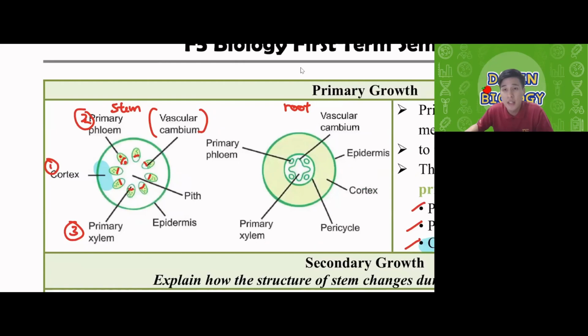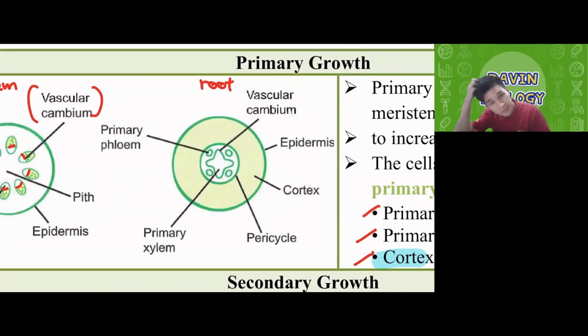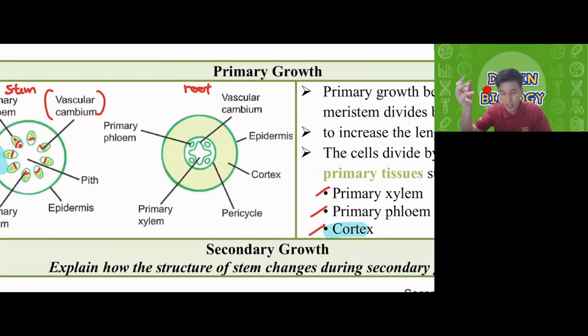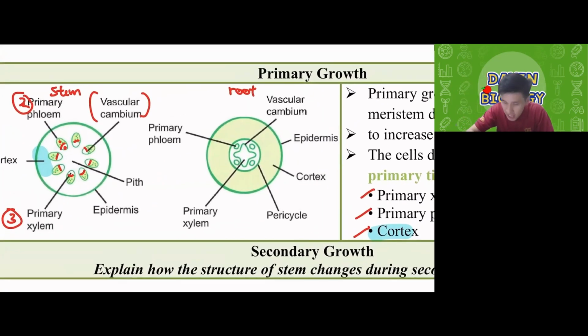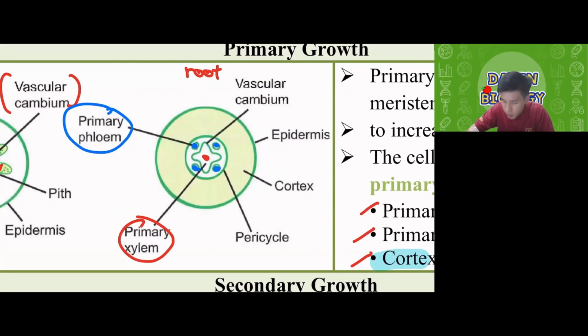Then this one, roots. Now, root, like I told you before, even though the structure looks completely different, you just remember the position. Xylem is always on the inside. Phloem is always on the outside. So it might look completely different, but we remember the position. And vascular cambium is between the xylem and phloem, as always. And then your flesh, your meat, is the cortex. Then your skin, epidermis.